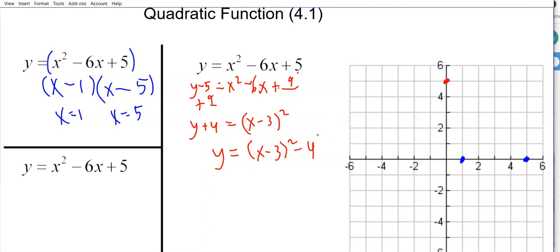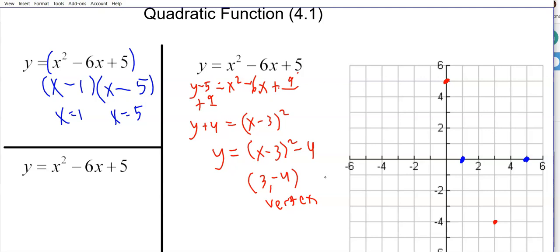So I know a couple things. I know my vertex is at 3, negative 4. So that's my vertex. See, that's vertex form. So 3, negative 4 is the vertex. So when it's in vertex form, we can easily get the vertex.